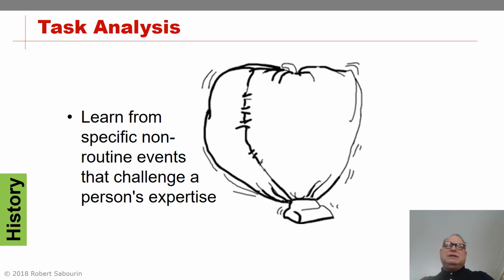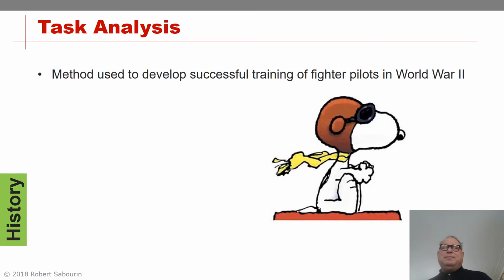In task analysis, with the critical instant method, we try to learn from specific, non-routine events that changed or challenged your expertise. So this is basically learning from specific, non-routine events that challenge a person's expertise. Hard to find, by the way. These are not the perfect stories, but when you get them, you really learn a lot, and you learn it quickly. Focus on what matters.